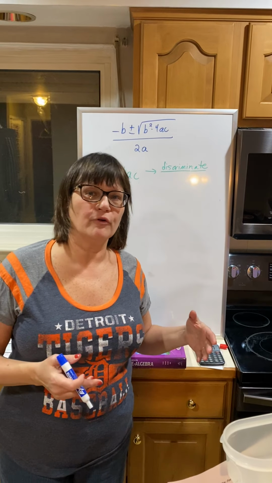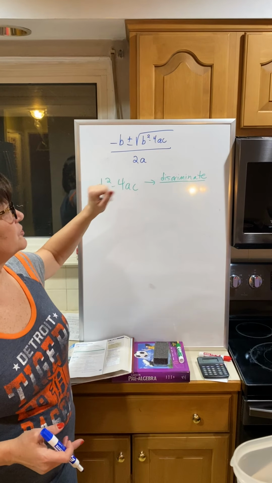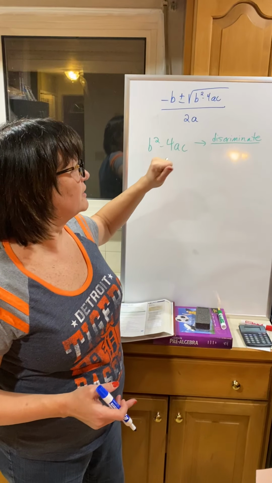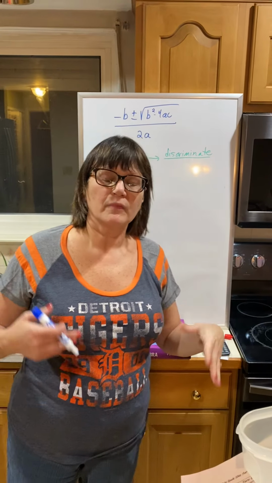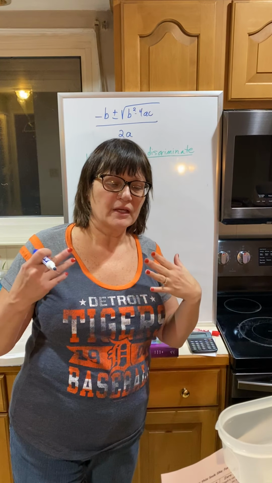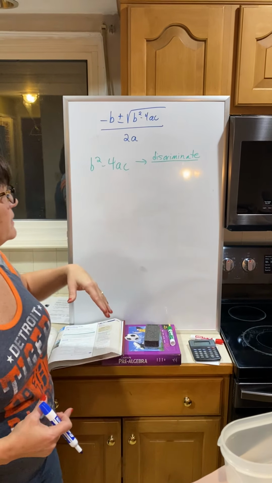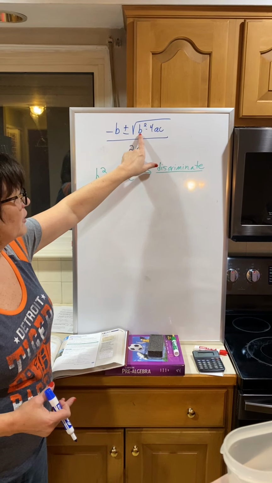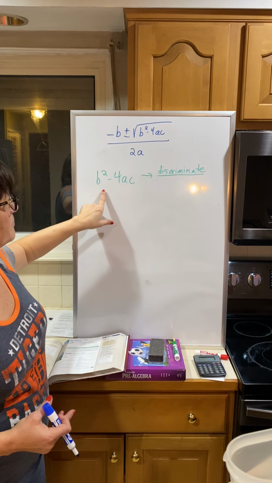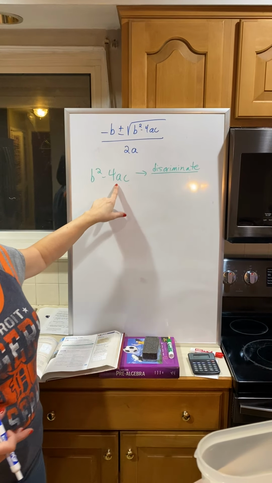Remember the quadratic formula? Opposite of b plus or minus the square root of b squared minus 4ac, all over 2a. That's going to be your BFF. Today we're going to talk about the discriminant. The discriminant is this part that's inside the radical. So b squared minus 4ac.